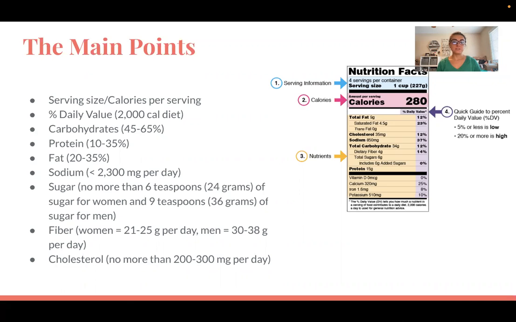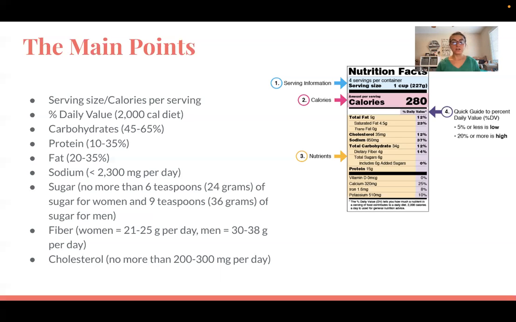Next, we have sodium. So we really want to keep an eye out on this. This particular nutrition label has quite a bit of sodium, 850 milligrams. Typically, we want to keep our sodium under 2,300 milligrams per day. So just in this 1 cup serving on this particular nutrition label, that's quite a bit of your sodium per day. So just something to kind of keep an eye out for.